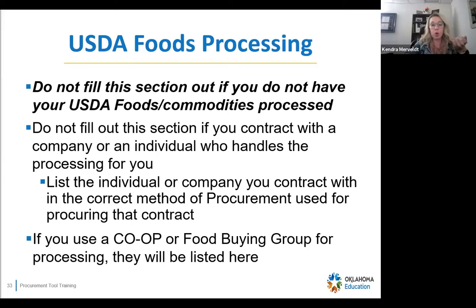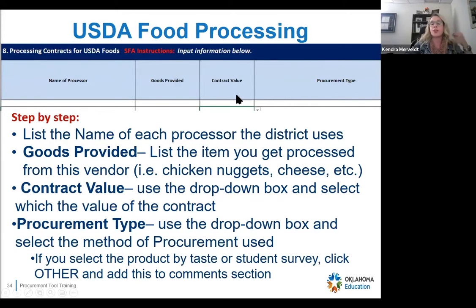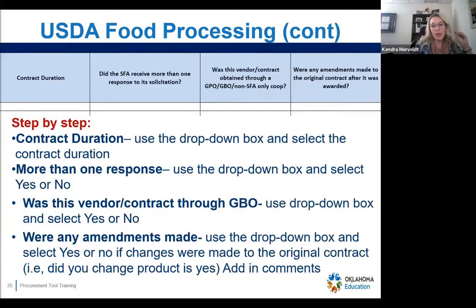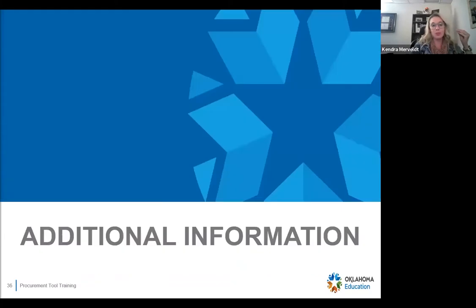Some people use a co-op, so you would list the co-op that you use just for commodities or USDA foods. So again, you list the name of the processor, the district that they use, the goods, maybe it's peanut butter, maybe it's cheese, the value of the contract, and then how you procured it. If the selection product is by taste or certain survey, click other, and then just add that to the comment section. And to be honest, 99% of you are doing it based on student survey or by taste. That's why you're choosing it, because the kids like it. So you can just put other and put student taste.